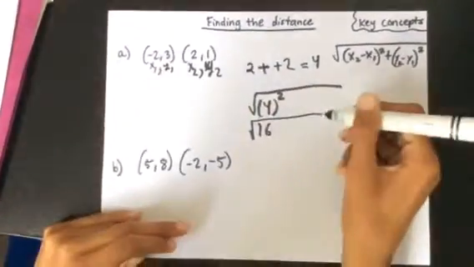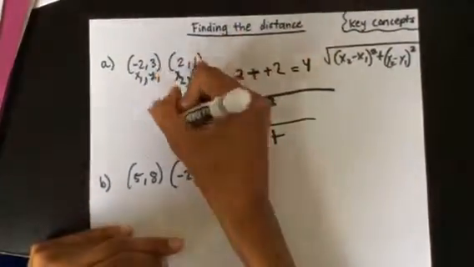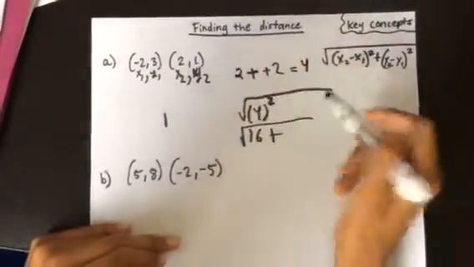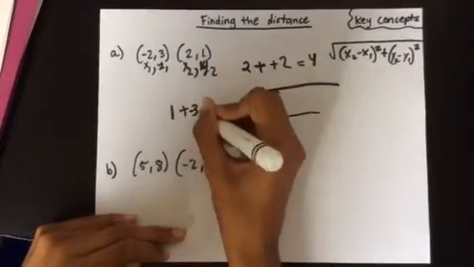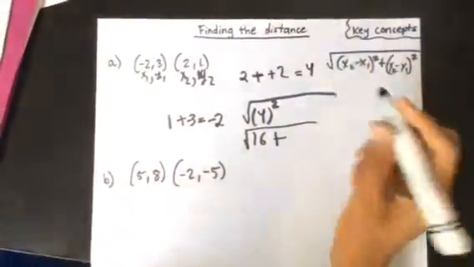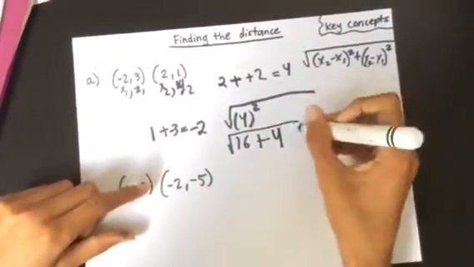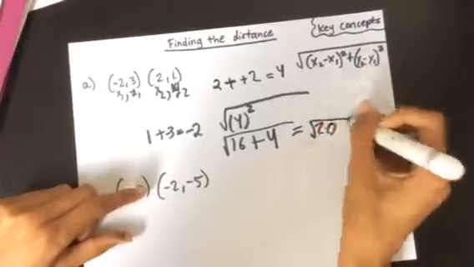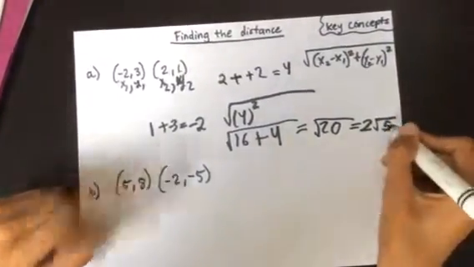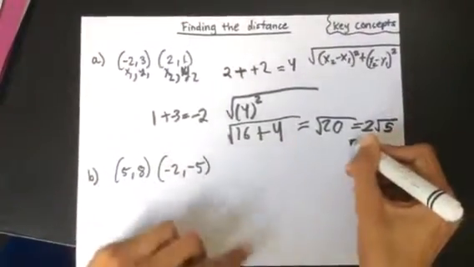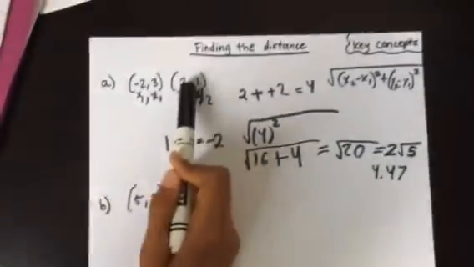So, you do 16 plus y sub 2 minus y sub 1. Y sub 1 is 3. You subtract that, you get negative 2. Now, since you've got negative 2, squaring negative 2 would just give you 4. So 16 plus 4 would be equal to 20. If you square root that, you would get 2 radical 5. Now, 2 radical 5 is about, I think, 4.47. And that would be your distance between this point and this point.